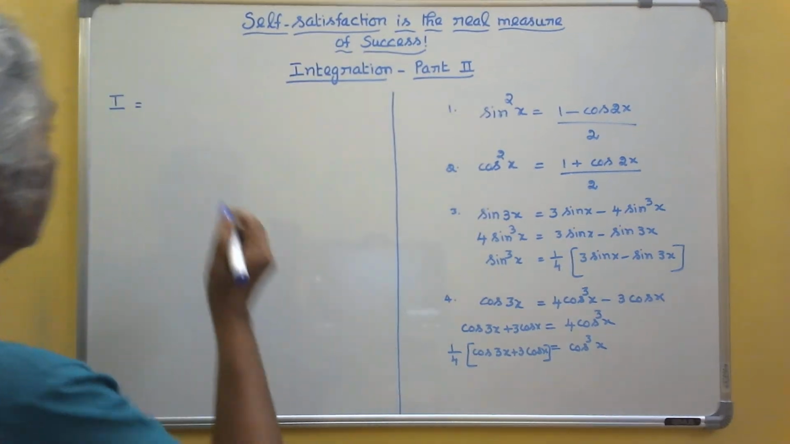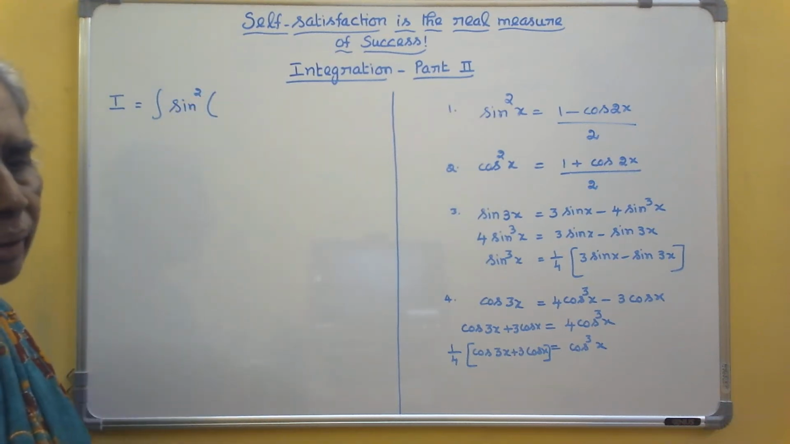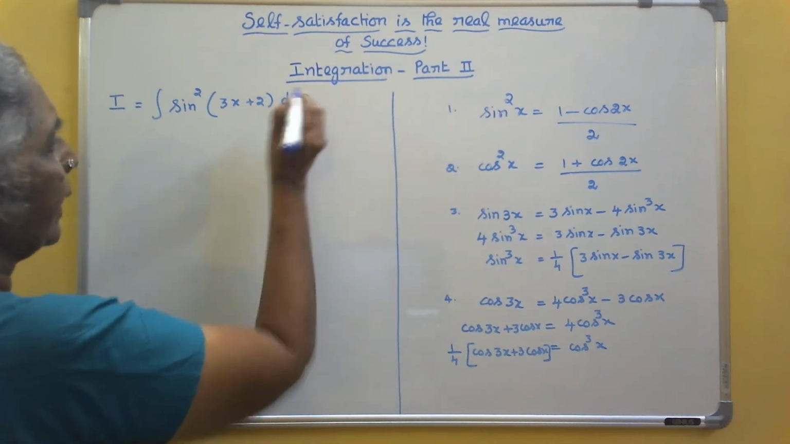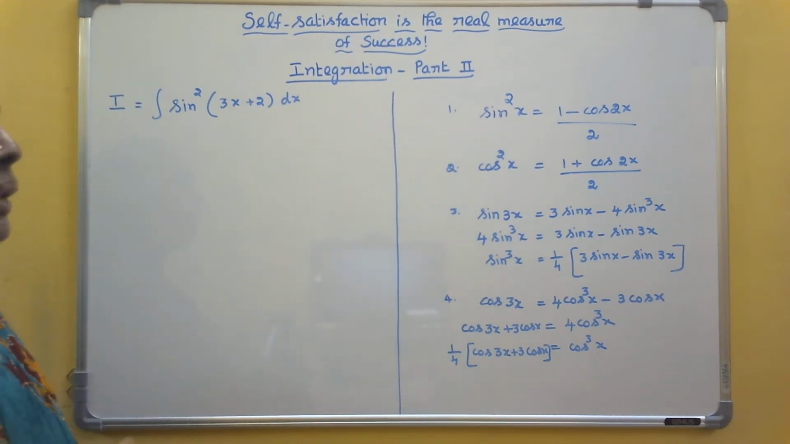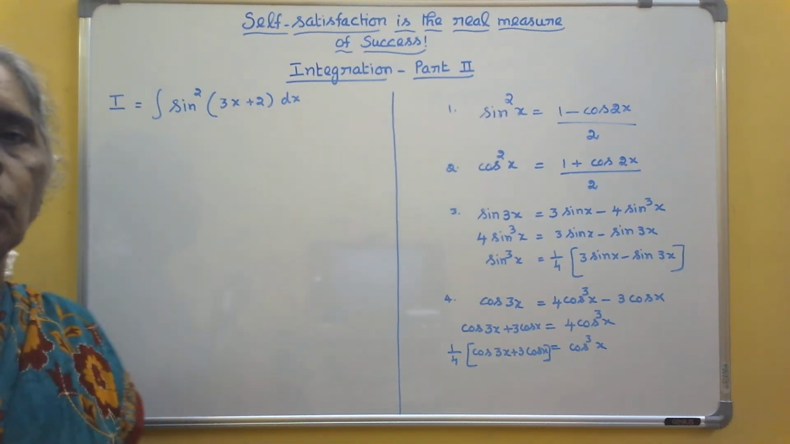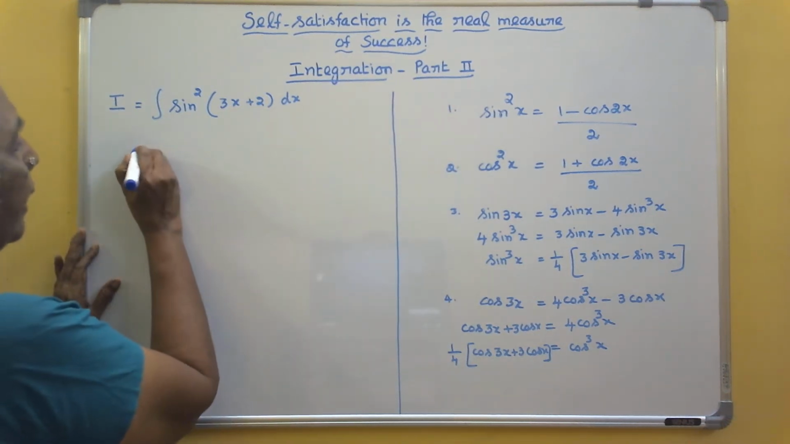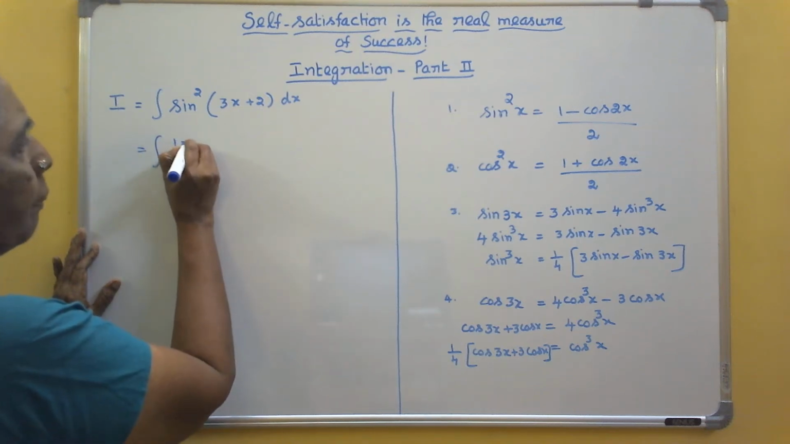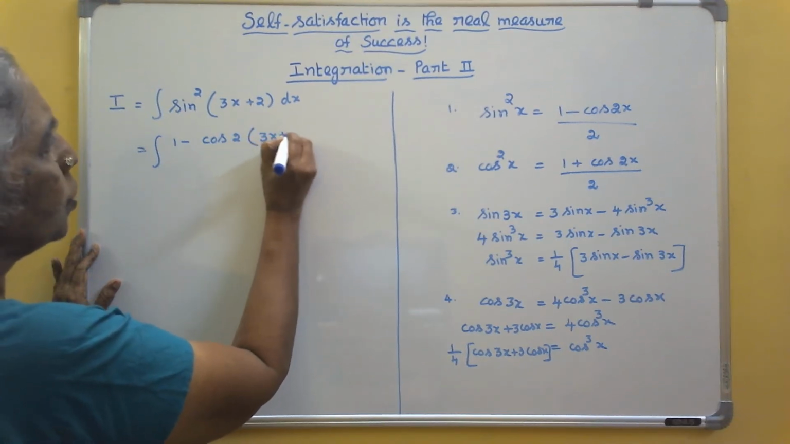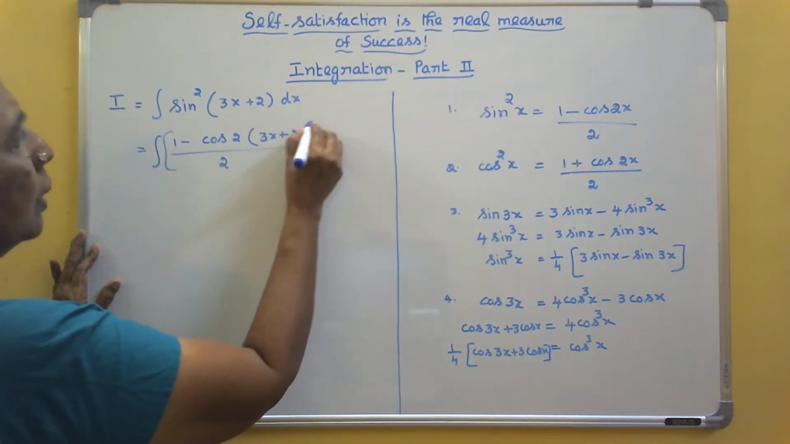So, I is equal to integral sine squared 3x plus 2 dx, okay. Now this is of the form of sine squared x. In the place of x, now you have 3x plus 2. So, using the first formula, I can write this as 1 minus cos 2 into, in the place of x you write 3x plus 2, whole by 2, then dx.